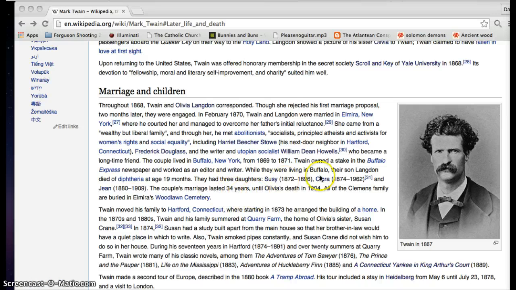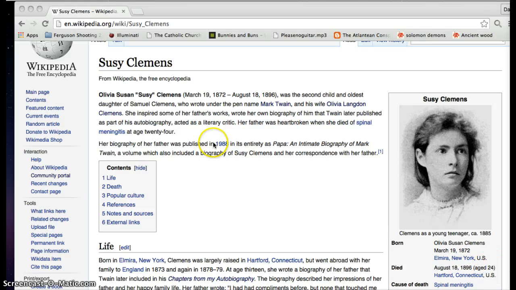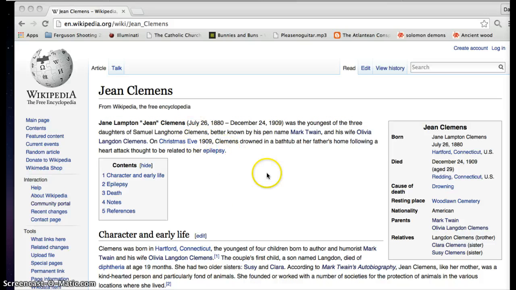He had 4 kids, and 3 of them died at a young age. Langdon died at 19 months, and then his 3 daughters, he had Susie. She died age 24, but she also had a biography of her father, and it wasn't published until 1988, and she died in 1896. His daughter Jean died age 29 on Christmas Eve. She drowned in a bathtub because of her epilepsy.